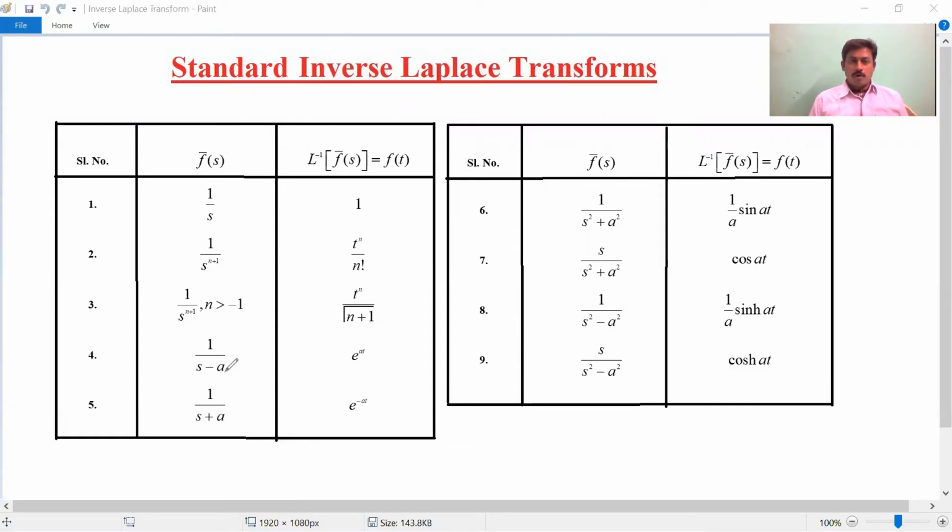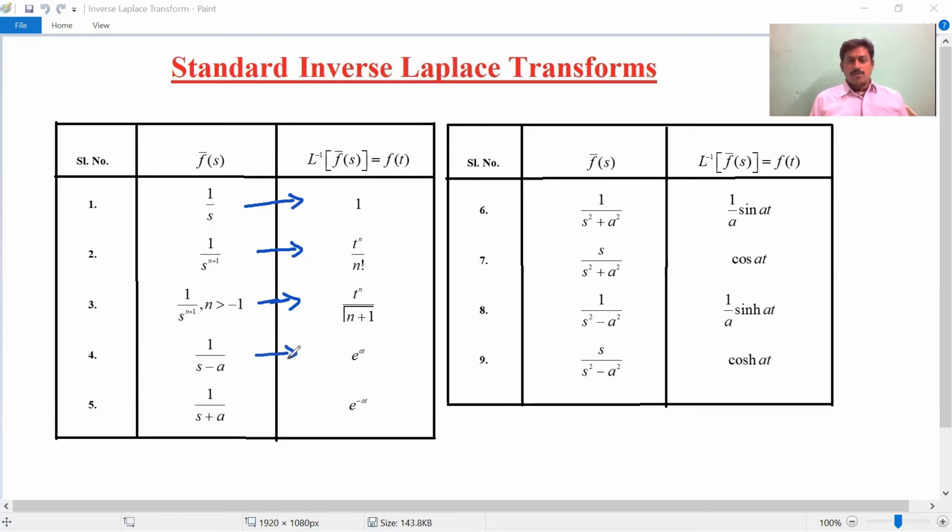So these are all f bar of s, and this is our L inverse of f bar of s, that is f of t. So we'll see now: L inverse of 1 by s equal to 1. L inverse of 1 by s power n plus 1 equal to t power n divided by n factorial. L inverse of 1 by s power n plus 1, where n is greater than minus 1, our f of t is t power n divided by gamma of n plus 1.